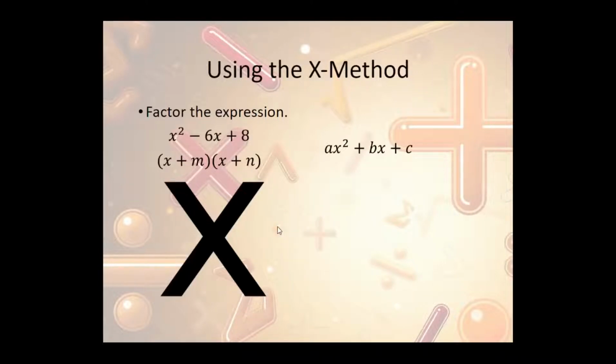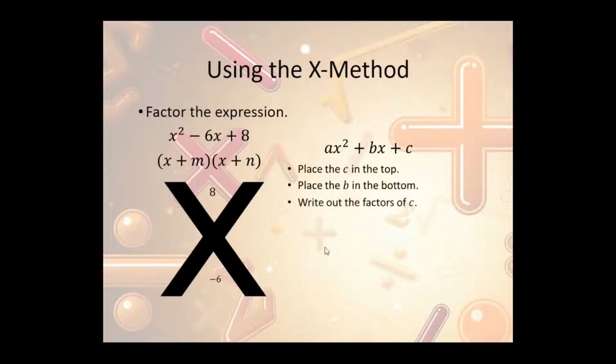Let's look at another example. We have x squared minus 6x plus 8. So same thing, place c at the top. So c is 8, so that goes here. Place b in the bottom, which is negative 6. So that goes there. Then I'm going to write out the factors. What are the factors of 8? Well, I have 1, 2, 4, and 8.